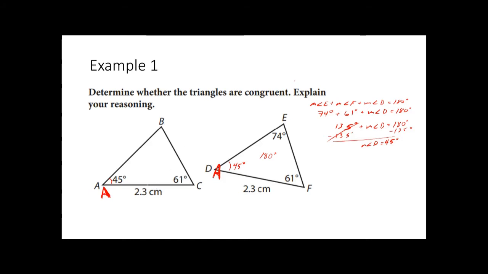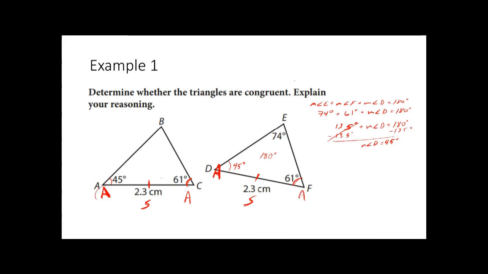That means we need a side. And let's see, we got a side right here that's also congruent to this 2.3 right here, because 2.3 is 2.3. Very nice. So it looks like we have a side and a side. And what about the angles? Yep, we got 61 degrees here and 61 degrees here. We also have two corresponding angles that are congruent.